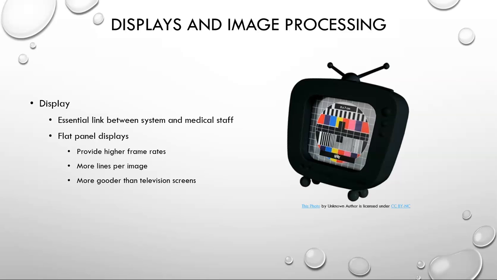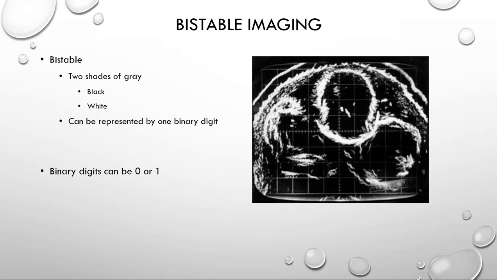Back in the bad old days, we had what we called bistable imaging. This gave us two shades of gray. One shade of gray was called black, and the other was white. A bistable image can be represented by one binary digit. The binary digit can be 0 or 1. You can assign the 0 to either black or white, and you're left with 1 to be assigned to the other color. On our right we see a bistable image of triplets. Oh boy, wouldn't that be fun to look at?